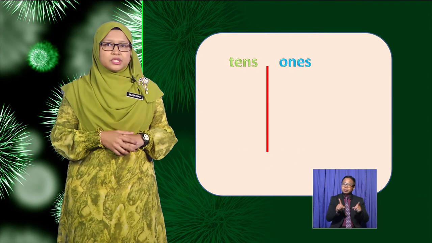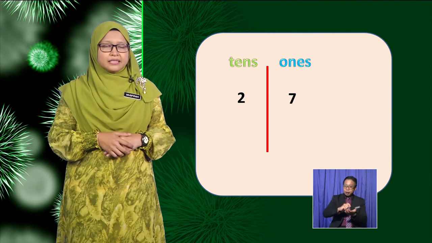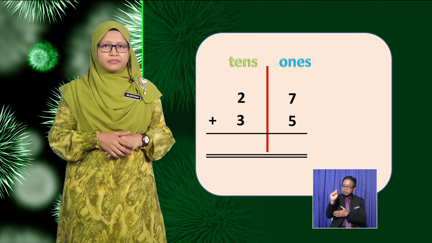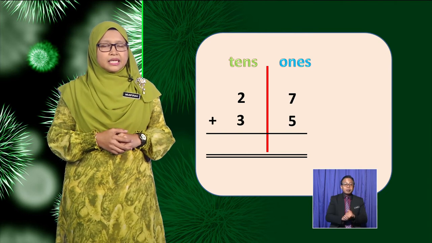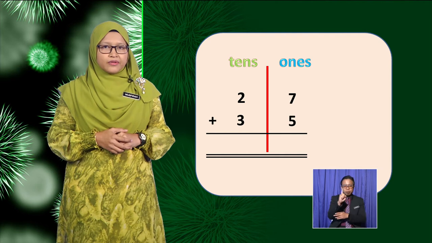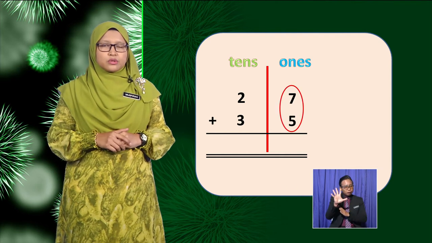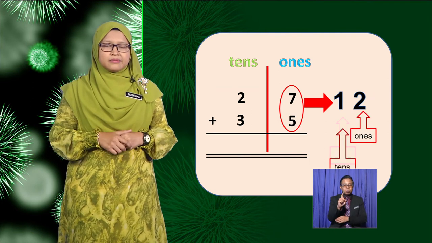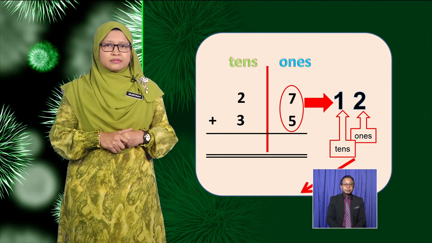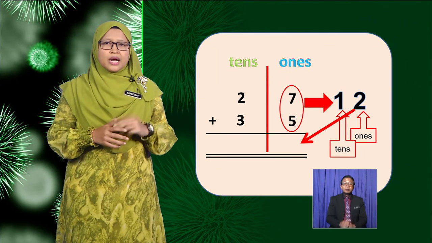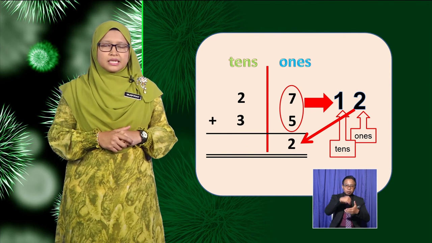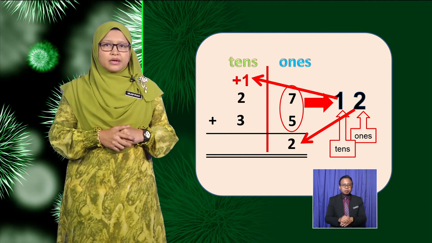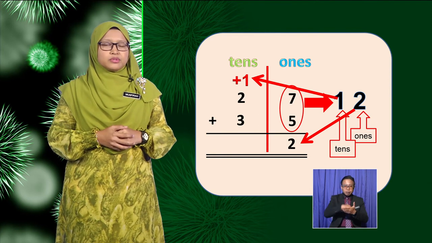Draw two columns to write the value for ones and tens. Write the number in the correct place value. Then, add the numbers in the column ones. 7 plus 5 equals 12. 2 is ones, 1 is tens. So, write 2 in the column ones and 1 in the column of place value tens.